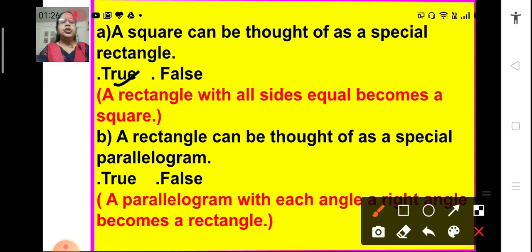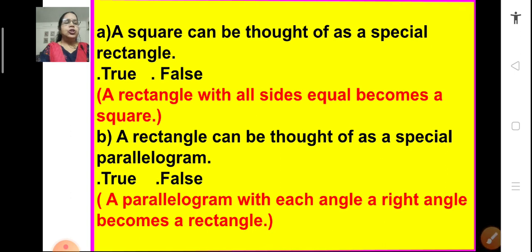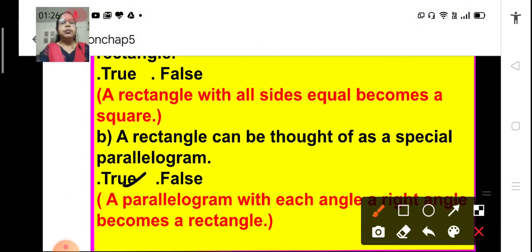So it is true. B, a rectangle can be thought of as a special parallelogram. Yes, rectangle is a parallelogram because opposite sides are parallel. So a parallelogram with each angle a right angle becomes a rectangle. So this is also a true statement.